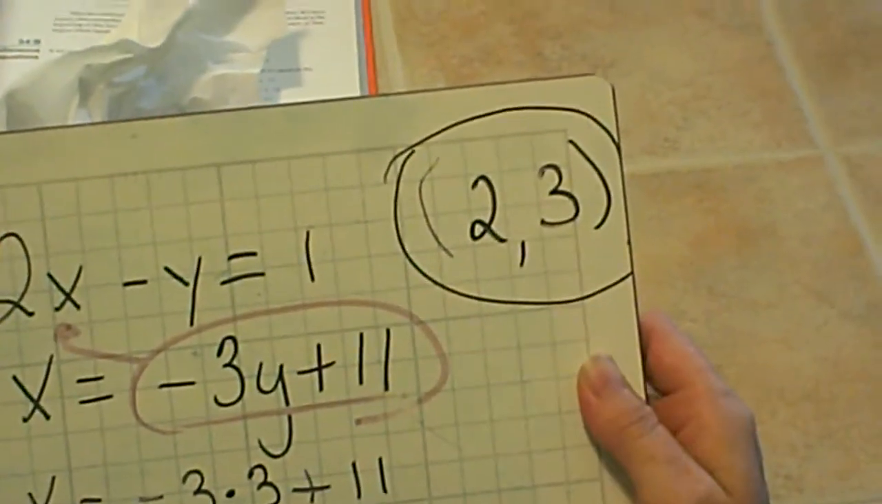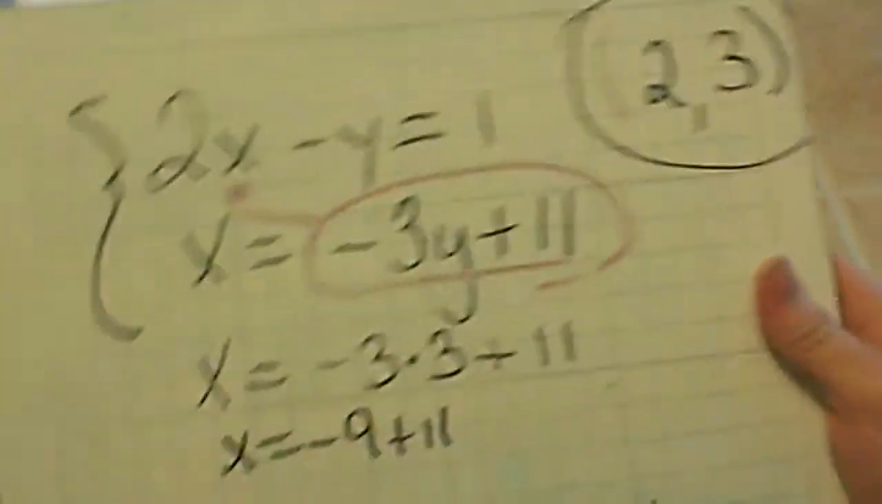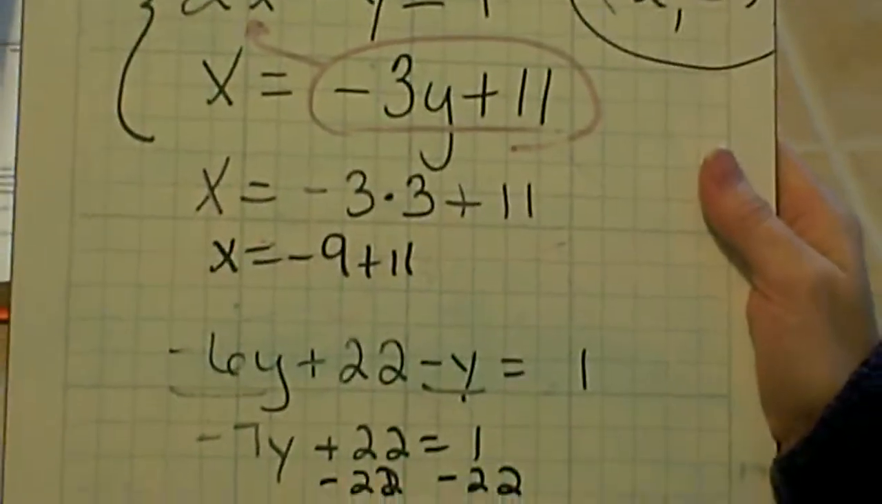And I will count that as 2 points, one for the x value and one for the y value. Let me do one more example.